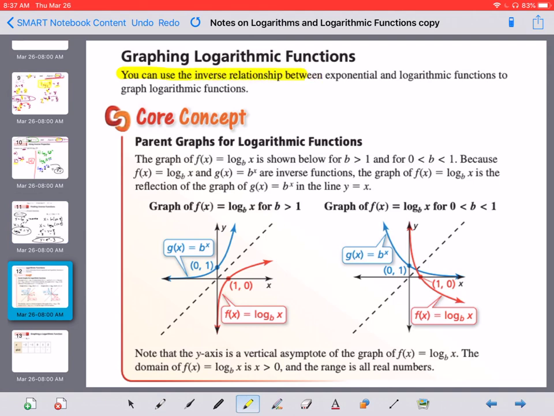You can use the inverse relationship between exponential and logarithmic functions to graph logarithmic functions. The graph of f of x equals log base b of x is shown below for b greater than 1 and for 0 less than b less than 1. So just to be clear, it's referring to this guy right here.